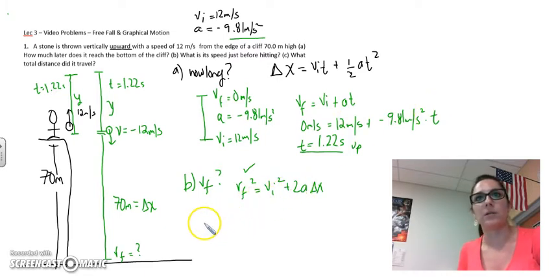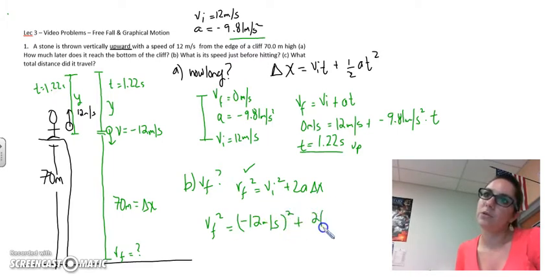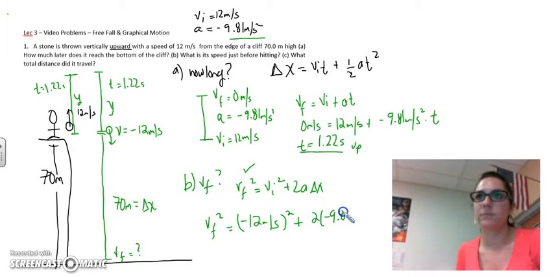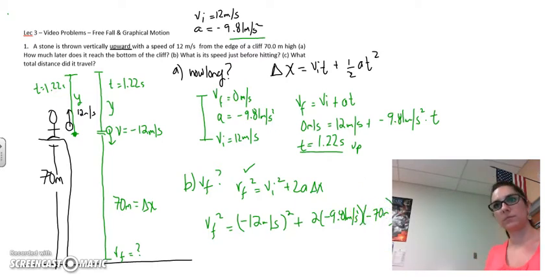So why don't I do that? So VF squared is going to equal the initial, which is negative 12. Of course, that makes it positive in the end. Plus 2, negative 9.81. And notice that we're going negative. If I'm starting here, this is my start point, my displacement's actually negative as well. So this becomes negative. So let me solve for velocity.